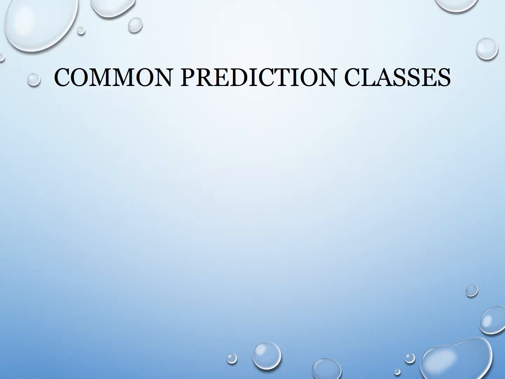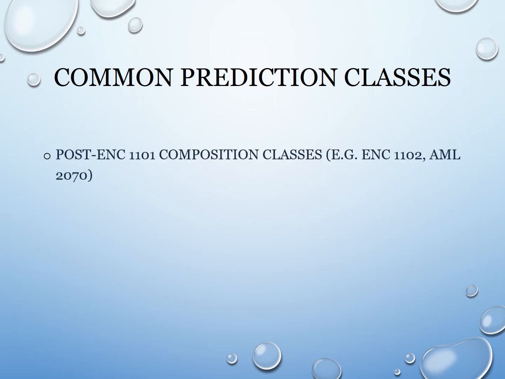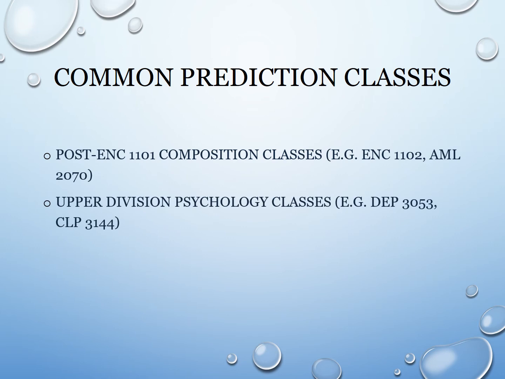Now, what are some common prediction classes that you might see? Besides the PSY 2012, which is going to be on here, you are going to see a lot of prediction appropriate or placement input consent for upper level freshman appropriate psychology classes. The examples I have on here are developmental psych and abnormal psych, very popular ones that students will select.